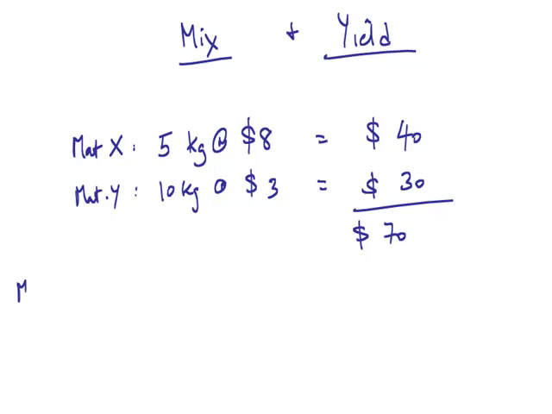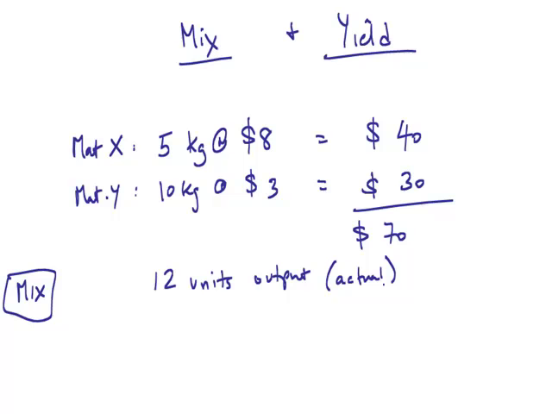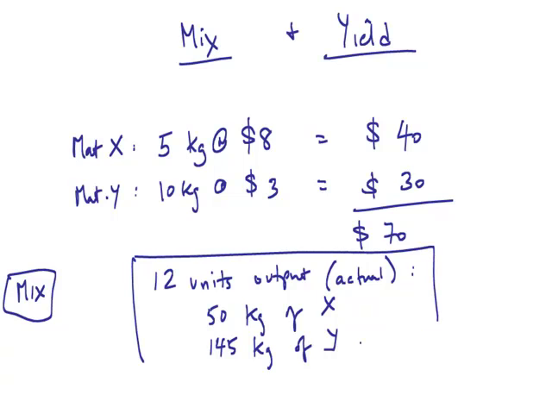Let's look at how we would compute a mix variance based on the following story. For a given period of operation, we actually produce 12 units of output. This is actual. And in doing so, we use 50 kilograms of X and 145 kilograms of Y. So that's our actual situation.